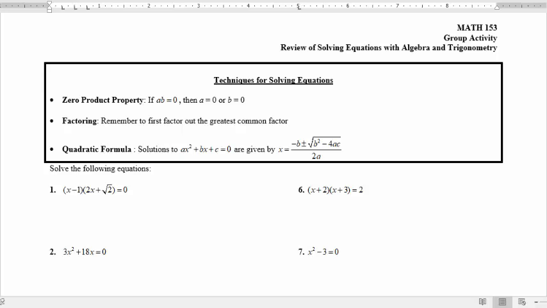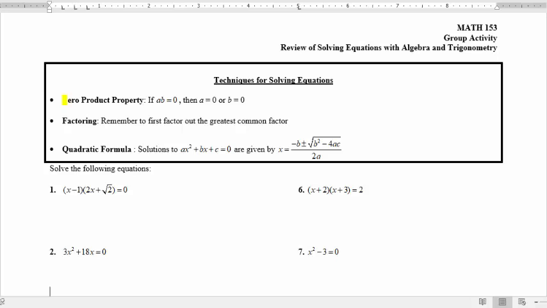Alright, so we're going to begin our review of solving equations in preparation for solving more complex trig equations, okay? So we're first going to look at quadratic equations that do not involve trig, alright? So if you recall, there were a few different ways that we could solve quadratic equations, right?